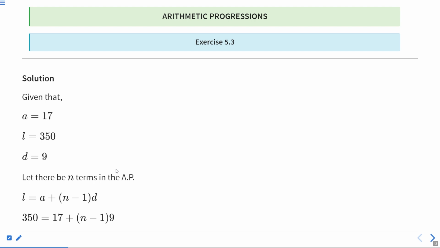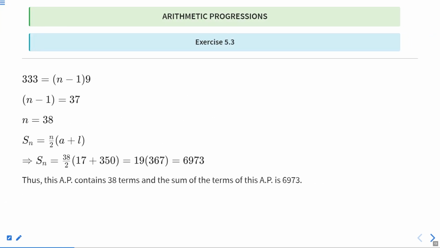Okay, so here we let there be n terms of this AP. So we know this formula, last term L is equal to A plus n minus 1 times D, and it implies 350 is equal to 17 plus n minus 1 times 9, since the first term is 17 and the last term L is 350, and the common difference D is equal to 9.